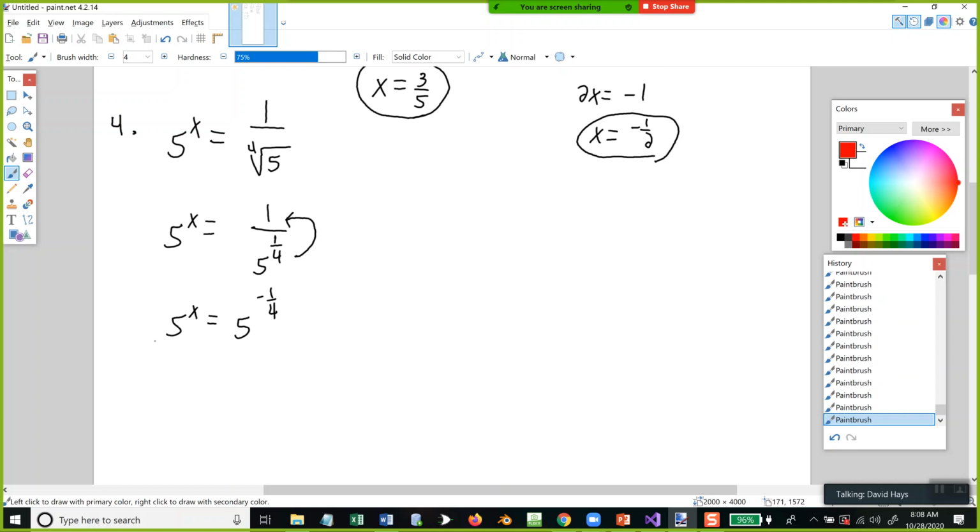Now they're both 5 to a power, so by equality of exponents, the 5's will cancel. We set the exponents equal to each other, and that's our answer.